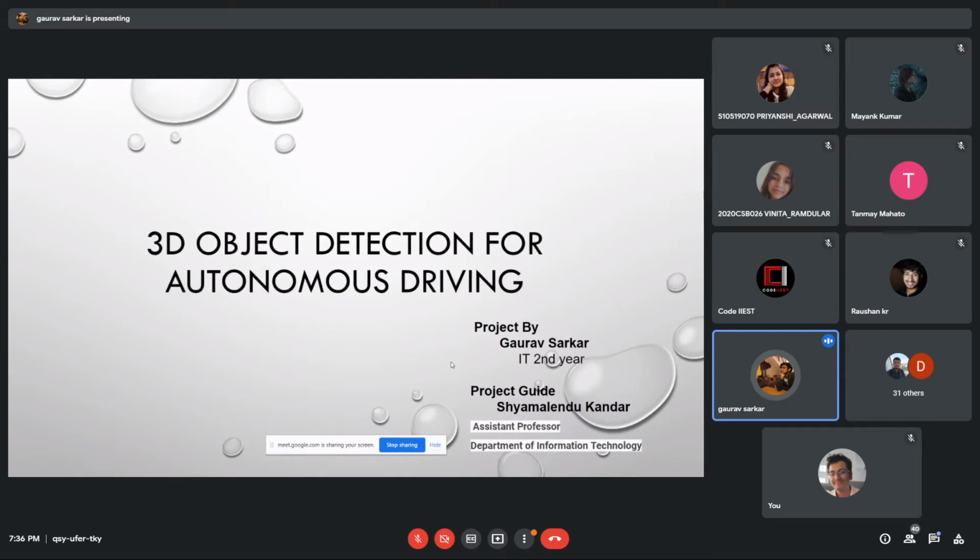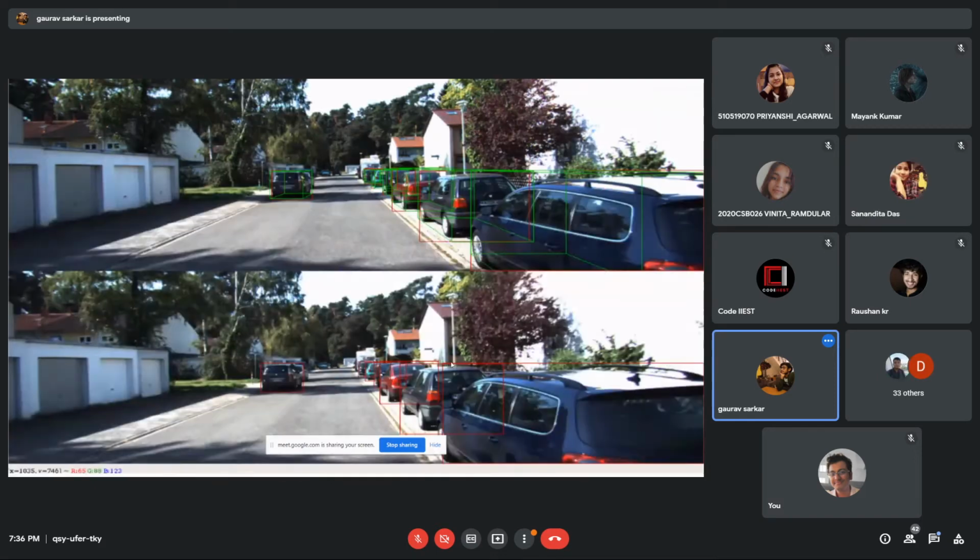So, as you can see on the slide, today's topic would be 3D object detection for autonomous driving. So I have been planning this project for quite a long time, and I would walk you through the process of what is 3D object detection and how it is being done.